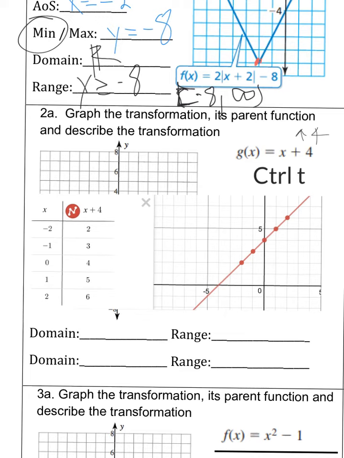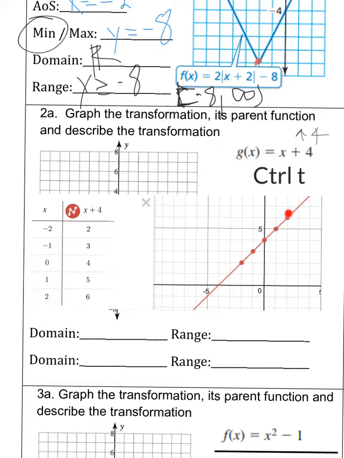All right, so look, I have these values graphed. I went -2, 2; -1, 3; 0, 4; 1, 5; and 2, 6. All right, so that's all there is to it. Let's identify the domain and range. So the domain is all real numbers. So you can say it like that.